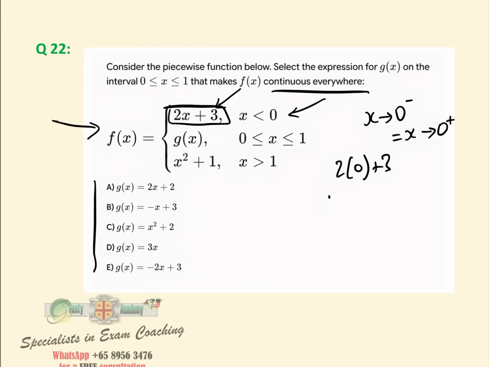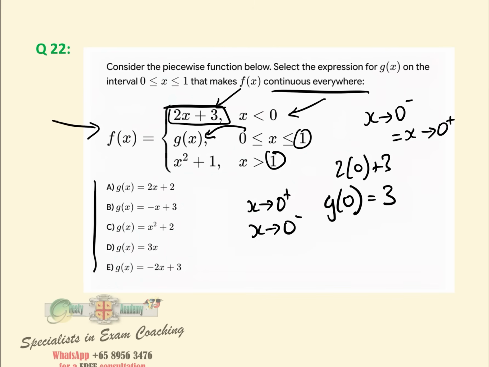So g of 0, putting 0 in from the plus side here, which is x approaching 0 from the plus side, must equal x approaching 0 from the minus side, which we've just established is equal to 3. And then we have to look at 1 as well. So x approaching 1 from the plus side will be this function here, which will be 1 squared add 1, which is 2.